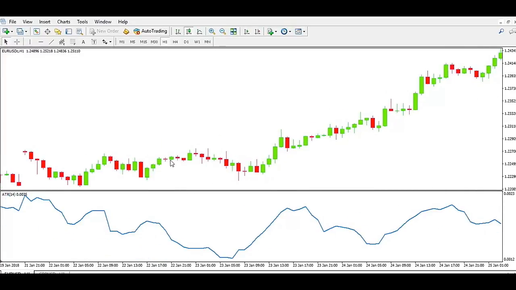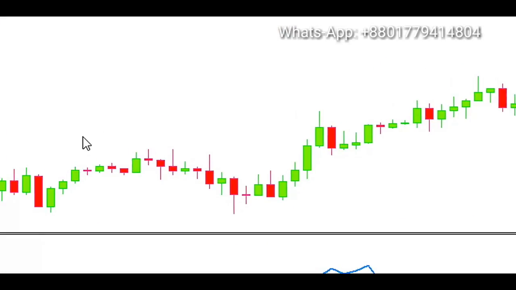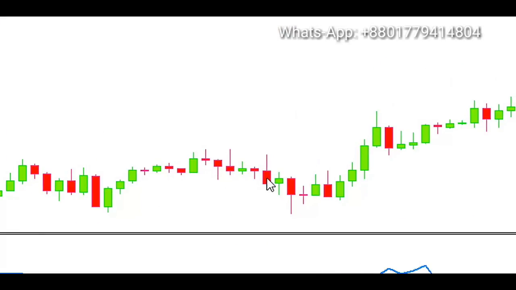In my previous video I told you that when you see this kind of small candle in the market, you cannot trade. I zoom in so you can understand. See, all the candles are very small. At that moment, whatever indicator or strategy you are using, it gives you a false signal.